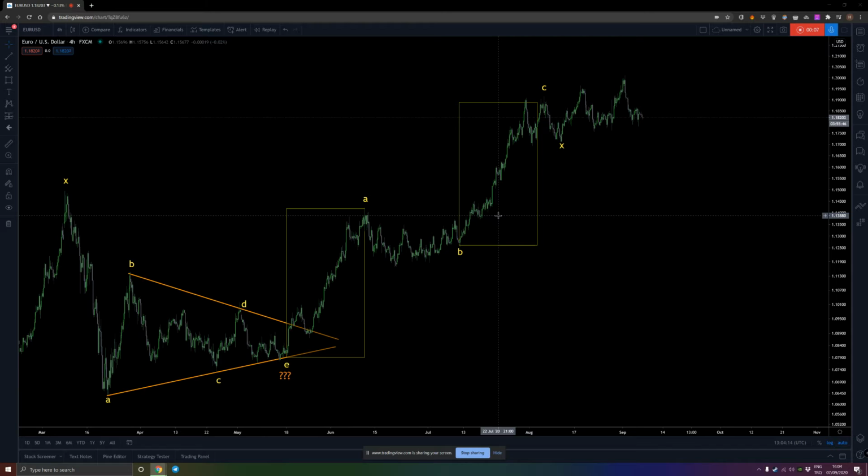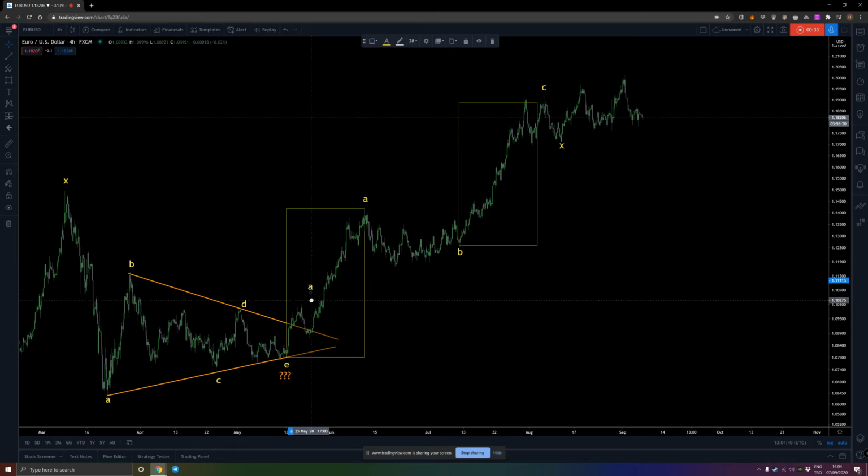I want to start by updating the Euro US dollar analysis that I have done before, and I will put the link for the last video here as well. Last time we talked about how this was the end of a complex correction, the end of some wave in a bigger degree. We had the X wave, the perfect triangle, the triangle broken, retested, and it's going up.